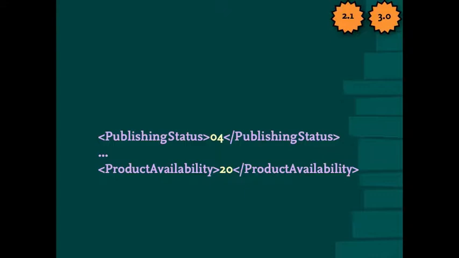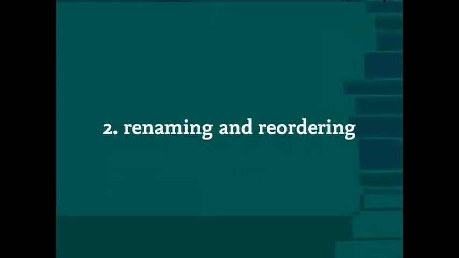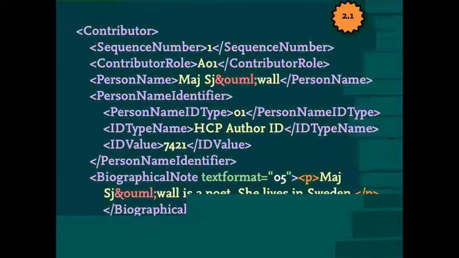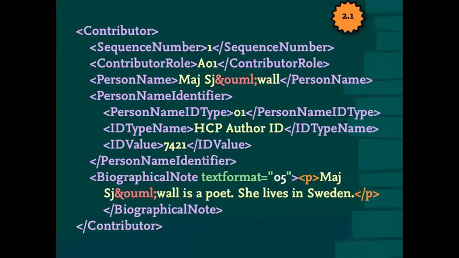The second type of change between ONIX 2.1 and ONIX 3 is some judicious renaming and reordering of the various XML tags. Here on screen, I'm hoping you can see the structure of an author, of a contributor within ONIX 2.1. This is very straightforward. The contributor has a sequence number, a role, which means they wrote the book, a name, an identifier for that person, because you might have two different authors of the same name. So give them unique numbers. And there's a little biography at the bottom of the screen. This is very familiar, very normal ONIX 2.1.